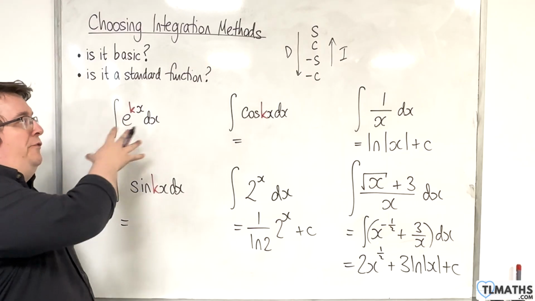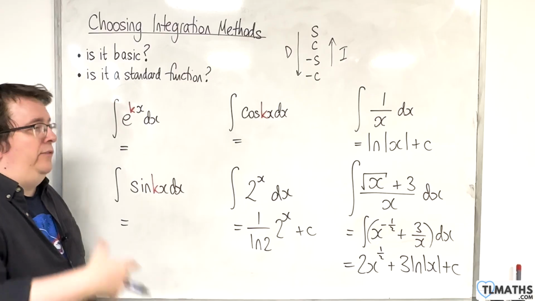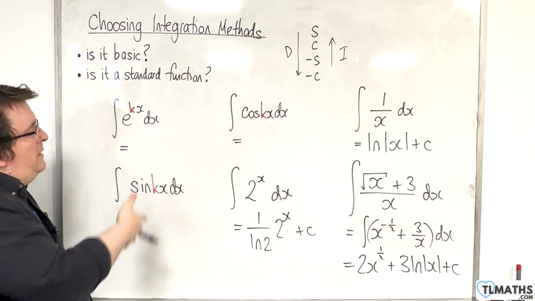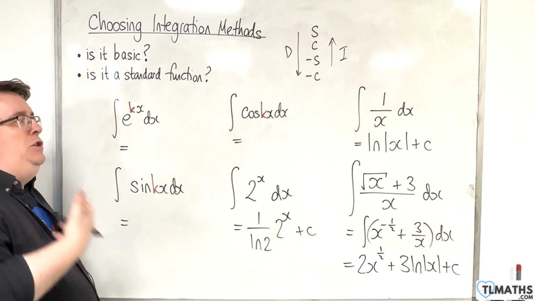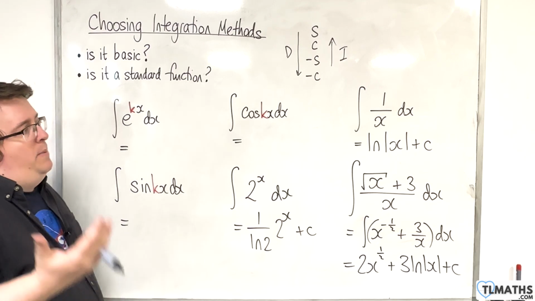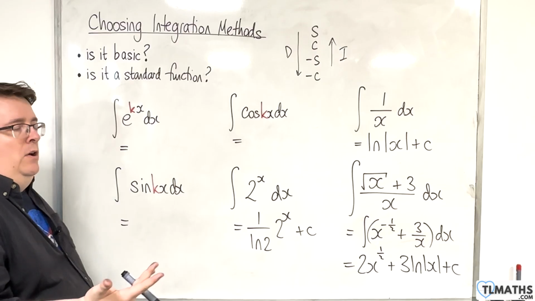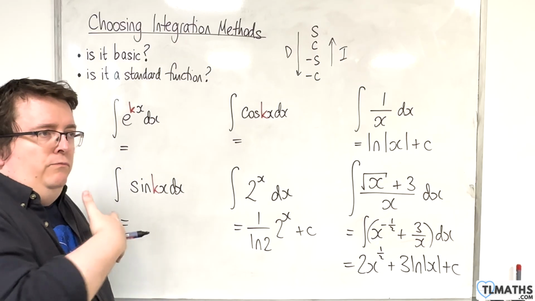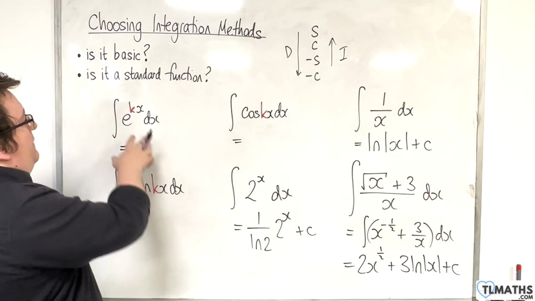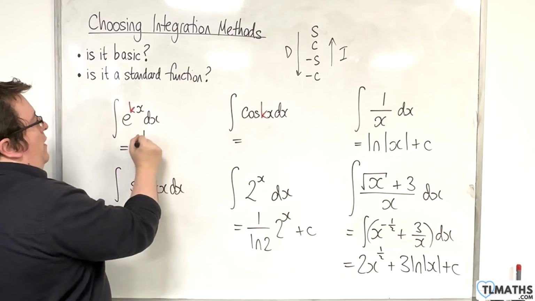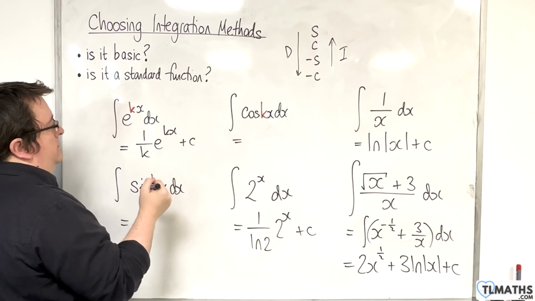Okay, now we can modify these slightly to have e to the kx or e to the 2x, e to the 3x, e to the 4x, sine of 3x, cosine of 5x. So here you are now reversing the chain rule, but I always like to think about this as you just remember these as standard integrals. So if it's e to the kx, then that's 1 over k e to the kx plus c.